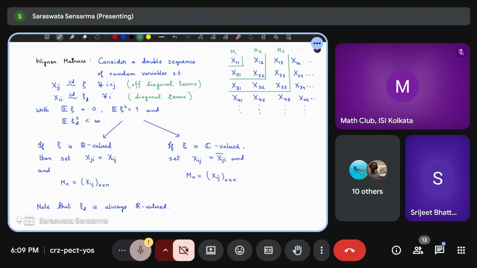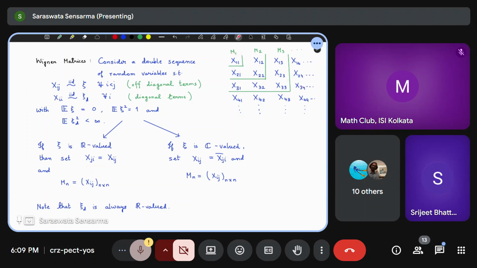Okay, so let's talk about the first random matrix model, and this will be our main random matrix model for today's talk, called Wigner matrices. We sample random variables. Let's say we have two distributions, xi and xi_d, where xi_d represents the diagonal. We sample a 2D array of random variables, where all the off-diagonal entries come from the distribution xi, and the diagonal entries can have some other distribution xi_d.